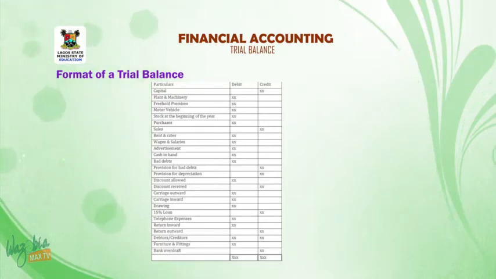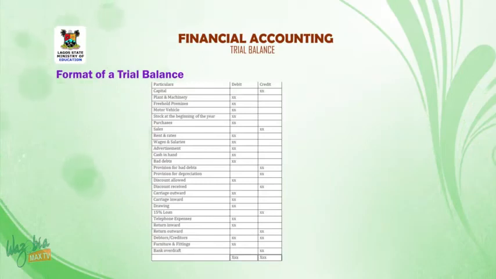Sales is an income, is taken to the credit column of the trial balance. Rent and rate is an expense, is debited to the debit column of the trial balance. Wages and salary is an expense, is taken to the debit column of the trial balance. Advertisement is an expense, is taken to the debit column of the trial balance. Cash in hand is an asset, is taken to the debit column of the trial balance.